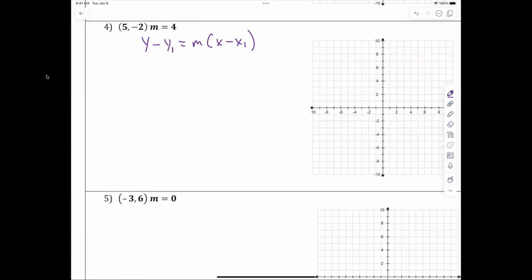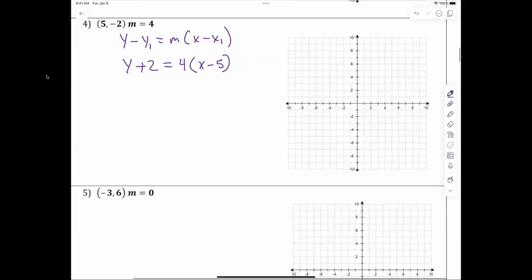Everybody should have this. All right, the correct answer was y plus 2 equals 4 times x minus 5. Anybody have any questions with that? Now, we just plug in the point 5, negative 2. Plot the point 5, negative 2. Then from there, we use the slope, which means I go what? Up 4, 1, 2, 3, 4, and to the right 1. That's all there is to it for the point slope form.